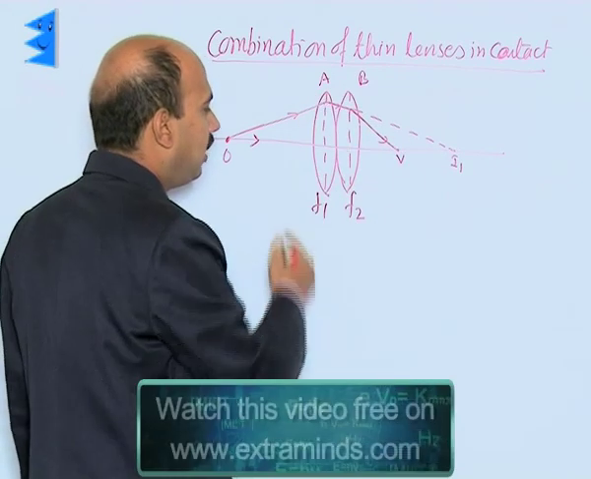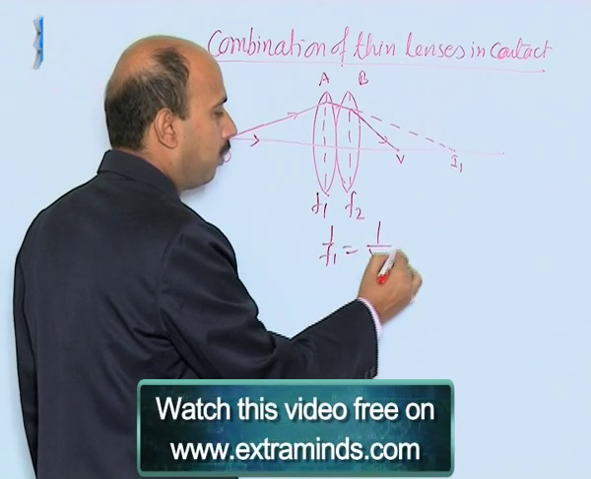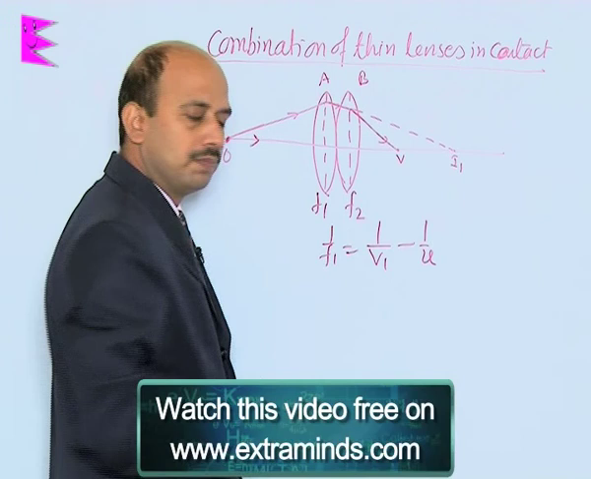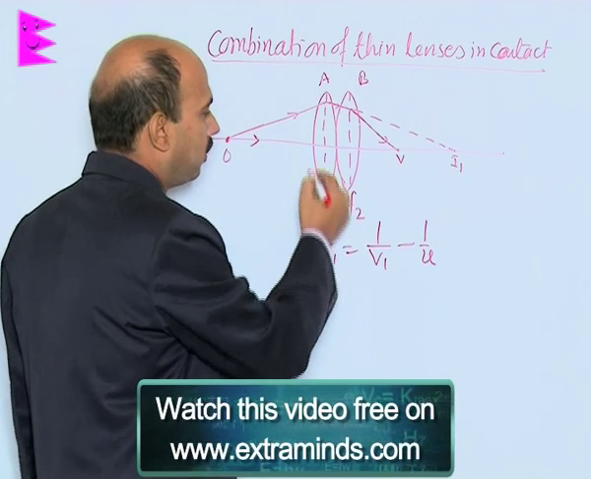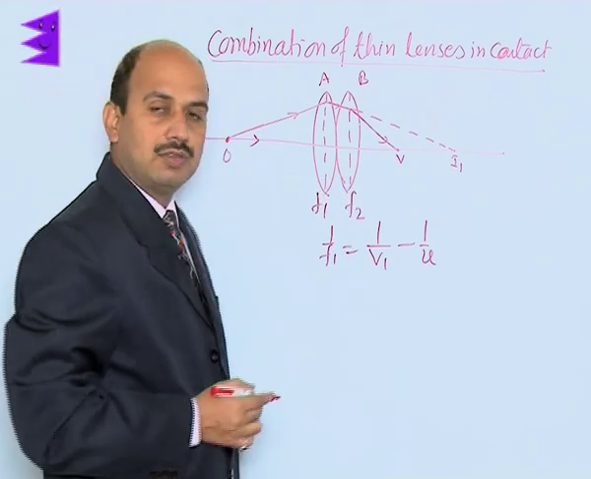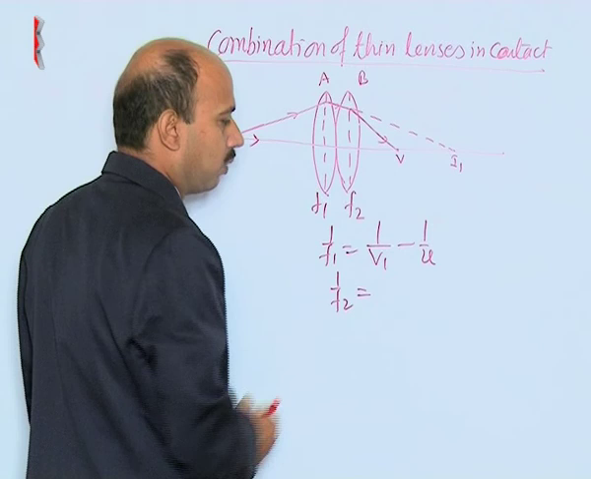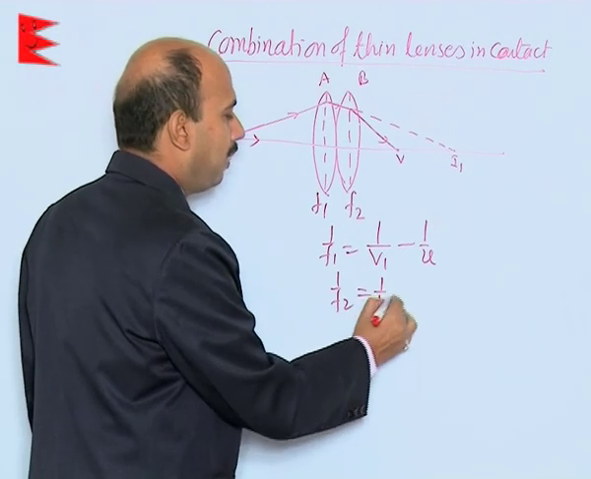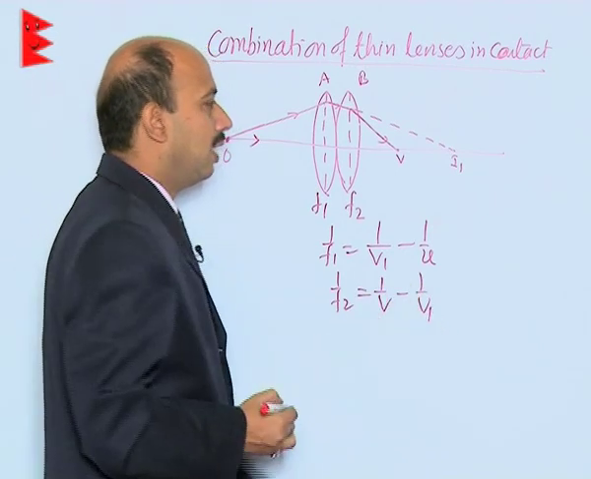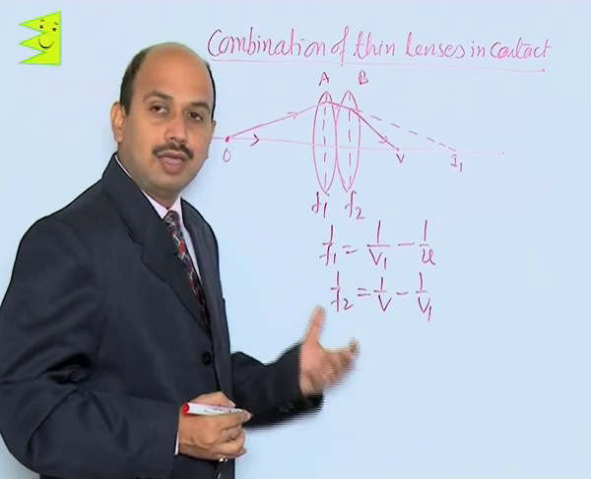So for the first lens I can use 1 upon f1 is equal to 1 upon v1 minus 1 upon u, because for the first lens A, image distance is v1 and object distance is u. For the second lens we can write 1 upon f2 is equal to 1 upon v minus 1 upon v1, because the image obtained by the first lens will act as an object for the second lens.